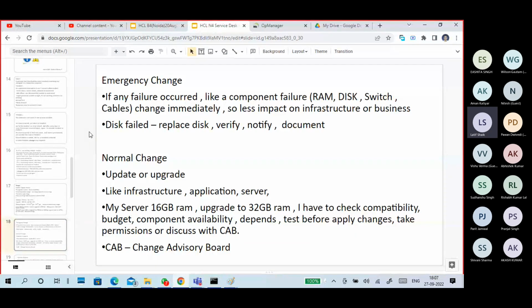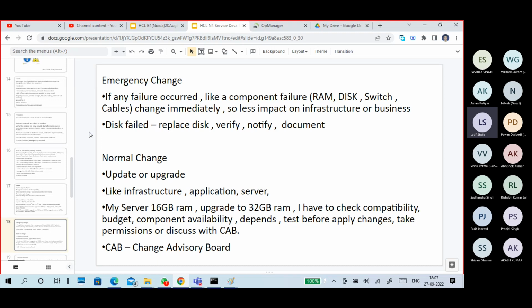Okay, so if any failure occurs, like a disk failure, component failure, RAM failure, switch failure, or you want to replace cables to solve the problems and reduce the impact on the business, you can do emergency changes. But you don't need to follow the chain of command. You can just do it, but you have to notify.